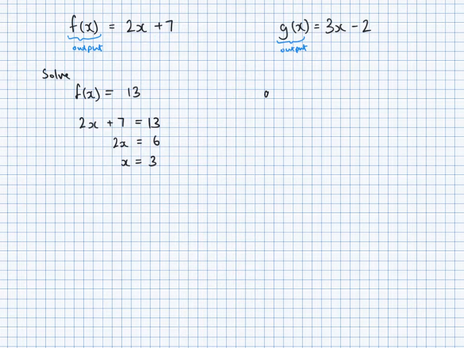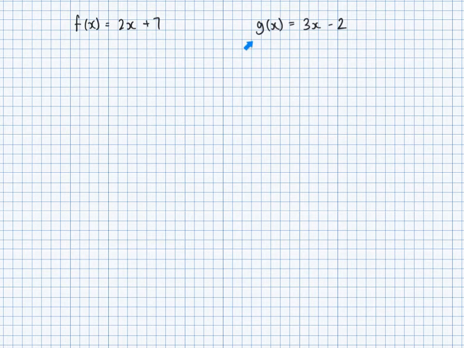So let's try and solve g of x is equal to 0. So this time g of x is 0, so I'm going to substitute 0 into here, and I'm going to say 3x take away 2 is equal to 0. So 3x take away 2 is equal to 0, and I need to solve that for x. So I'm going to have 3x is equal to 2, and x is equal to 2/3.